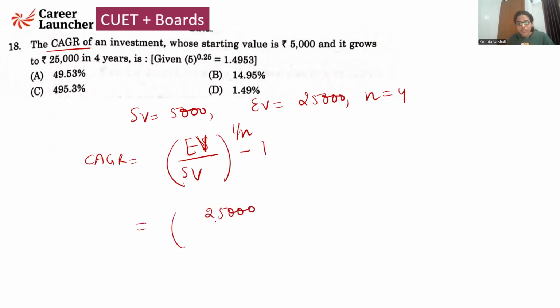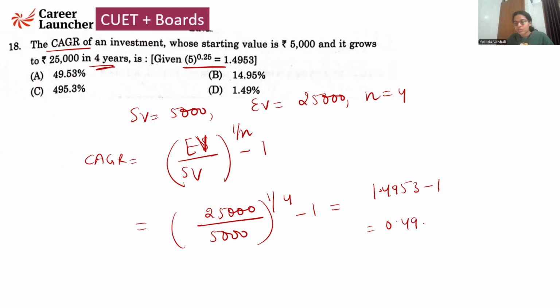So what do I have? The ending value is 25,000. The starting value is 5,000, to the power of 1 by 4 because the number of years is 4, minus 1. It is given to us that the value is 1.4953 minus 1, or I can write this down as 0.4953. Now in percentages, I need to multiply this with 100. So what I'm getting is 49.53 percent, which is option A.